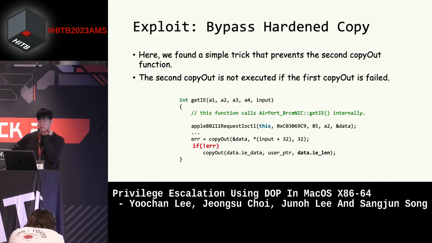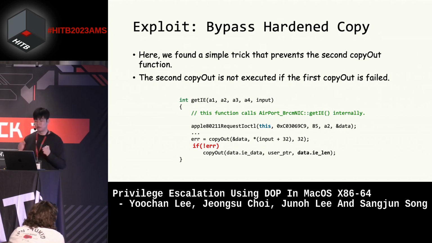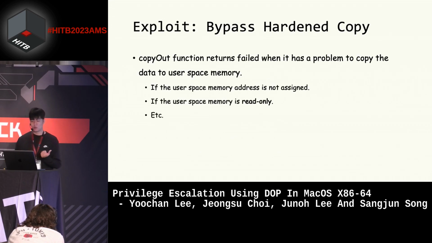After thinking about it for a few days, we were able to come up with a little trick. There are two copyout functions, and the second copyout function causes a kernel panic. At this point, the important thing is the condition after the first copyout function. If the first copyout function returns false, the second copyout function is not executed. So we tried to find out when the copyout function returns failure.